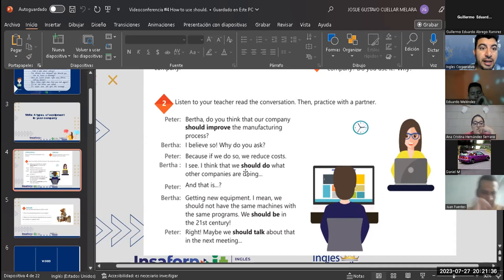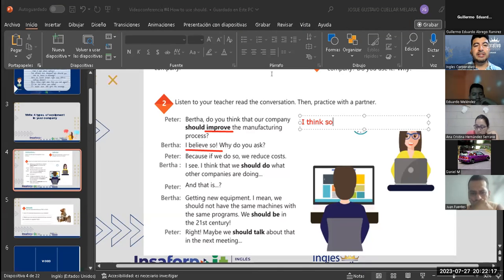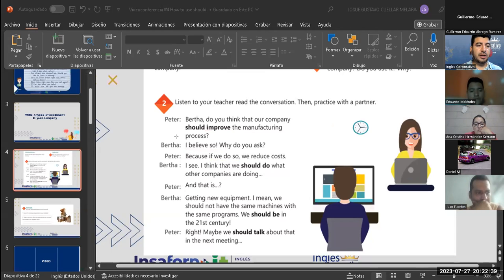Okay. So should is deberíamos. ¿Qué debería ser? ¿Qué debería de pasar? Okay. So maybe we can notice a couple of verbs. Important. Improve significa mejorar. Improve. Okay. And also, cuando decimos I believe so, significa yo creo eso. Similar to I think so. Cuando dicen I think so, yo pienso así. Yo pienso eso. I believe so. Yo creo eso. Okay. So, and why do you ask? Because if we do so, y si nosotros hacemos eso, if we do so, es una frase, ¿verdad? We reduce costs. Okay. I guess you already know the rest of the words. Okay, we're going to practice a little bit and then we're going to answer some of the questions. The questions are like this.